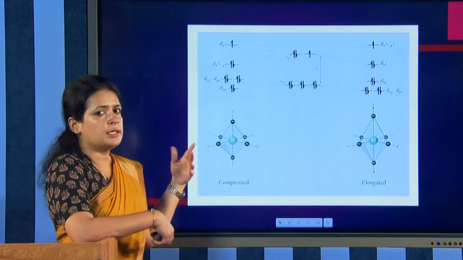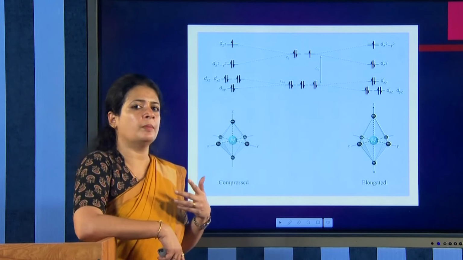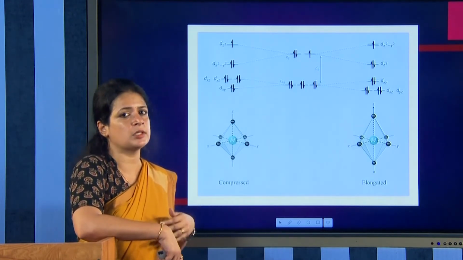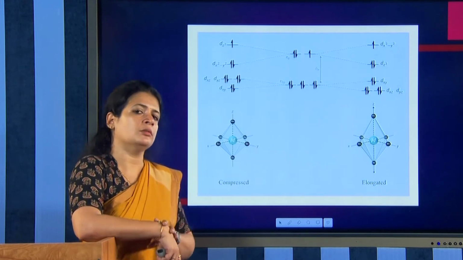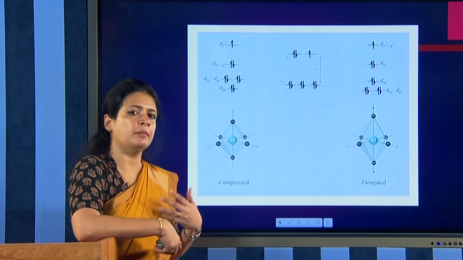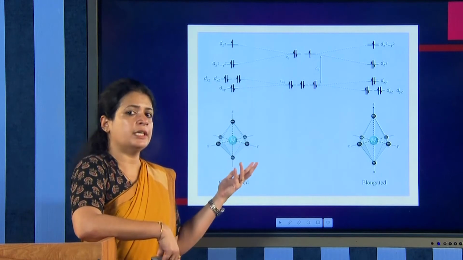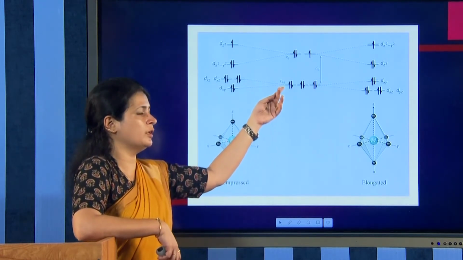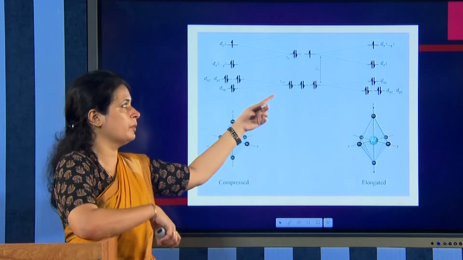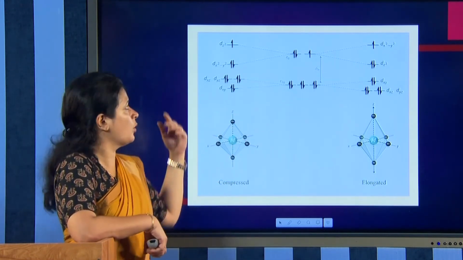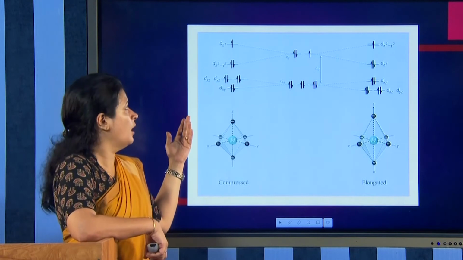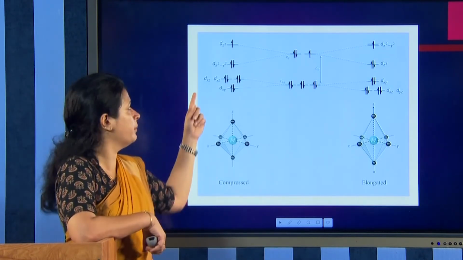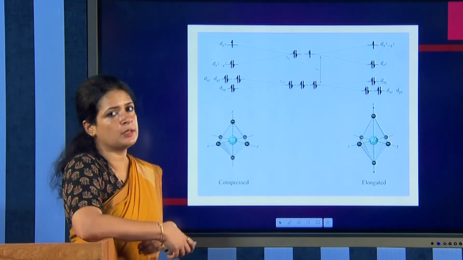So, in the case of the copper 2 plus complex, since we have already seen that a D9 system has a strong Jahn-Teller distortion, it may be either Z out or Z in distortion. If it is Z out, the last electron will occupy the dz square orbital, or if it is Z in distortion, the 9th electron will occupy the dx square minus y square orbital.